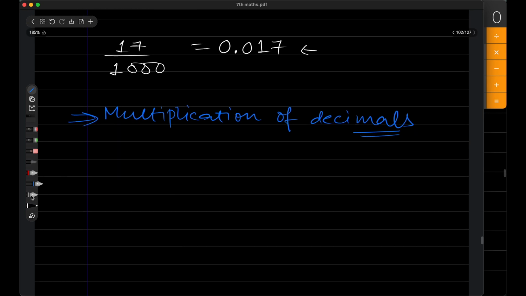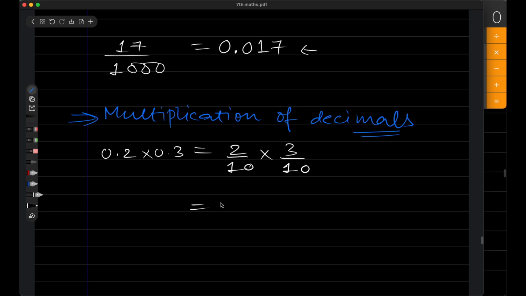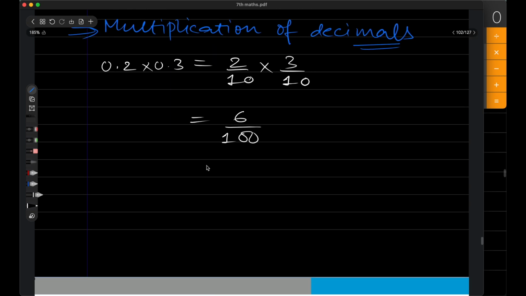Multiplication of decimals. Start with a simple example, that is 0.2 into 0.3. First convert the decimal into fraction, that is 2 divided by 10 into 3 divided by 10. Now do the simple multiplication of fractions, that is product of numerators and product of denominators. And now convert the fraction back to decimal. Starting from the right hand side, after the second digit put the decimal. So the answer is 0.06.